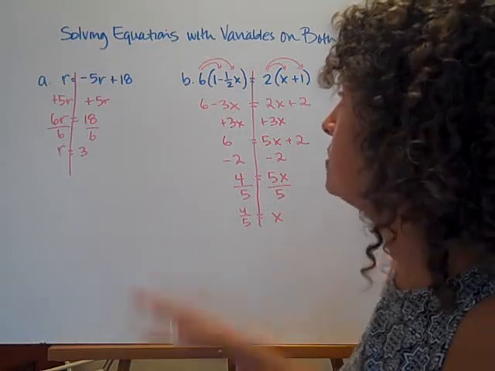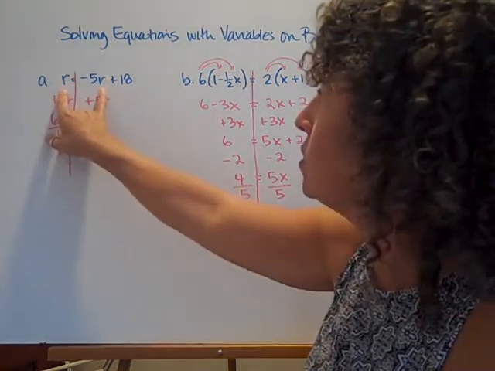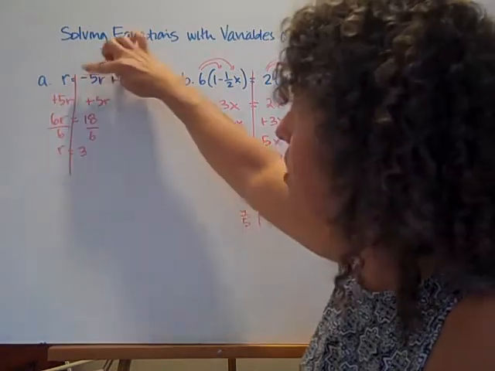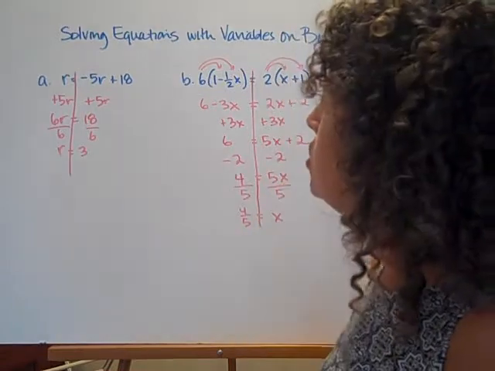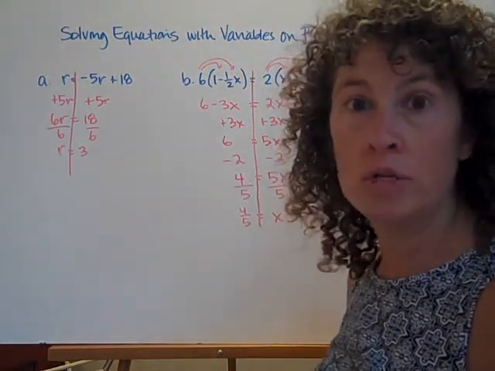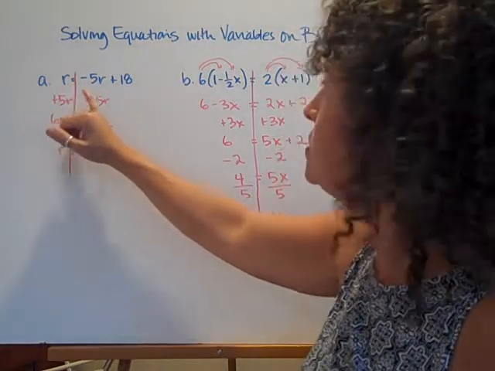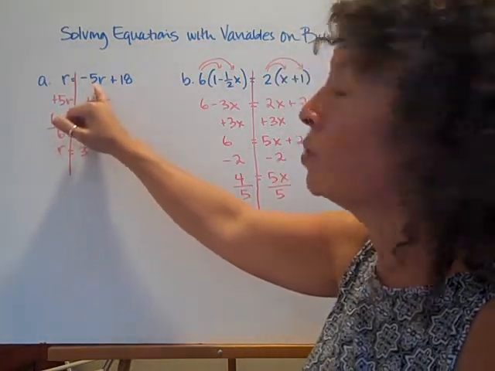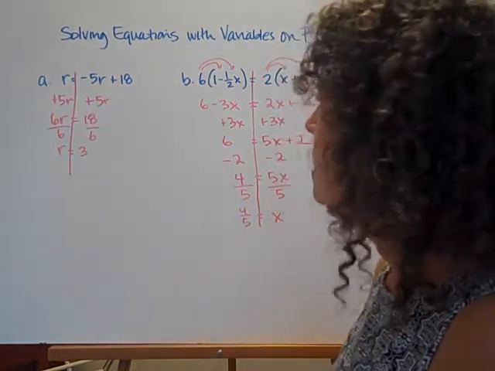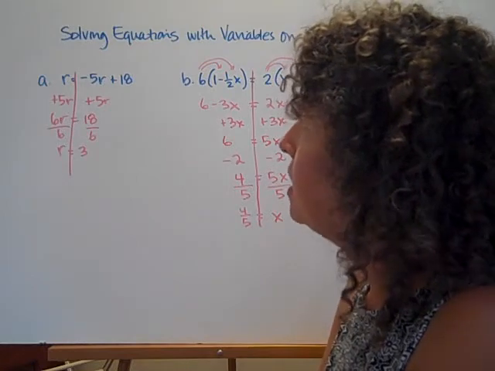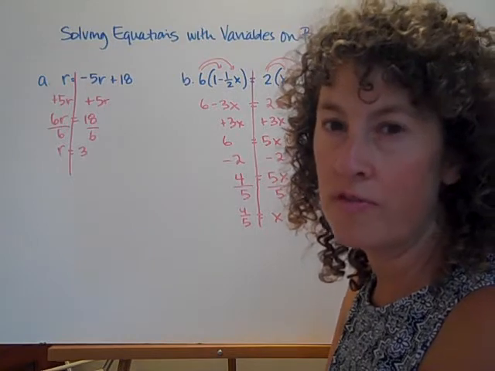So let's take a look at three problems. This first one, r equals negative 5r plus 18. Again, you'll notice that there's an r on both sides of the equation. Remember, my equal sign is the middle of that equation. There are no parentheses here, so I don't need to worry about the distributive property. My left side is just an r, so there are no like terms to combine. My right side has a term with an r in it and then just a constant, so there are no like terms to combine there either. What I'd like is for both of those terms that have the r in them to be on the same side. That's where I'm going to focus first.